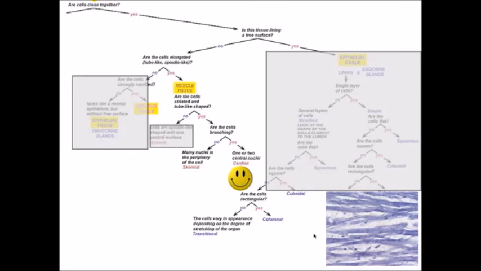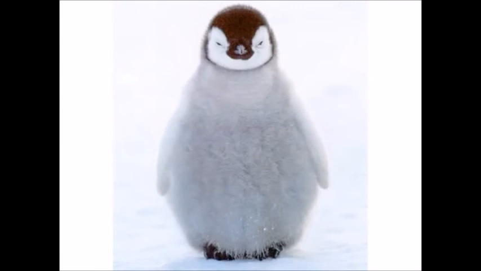So we've gone through the vast majority of the forks on this dichotomous key, and I hope that you're now pretty happy with yourself.